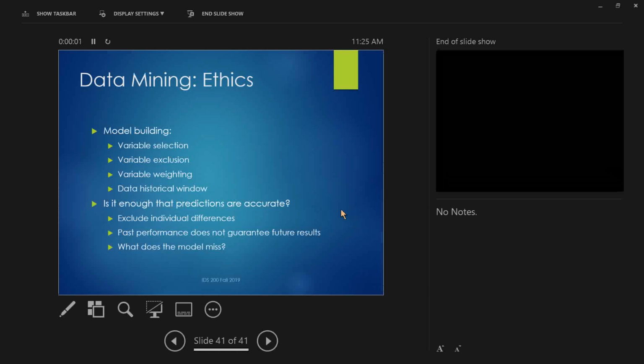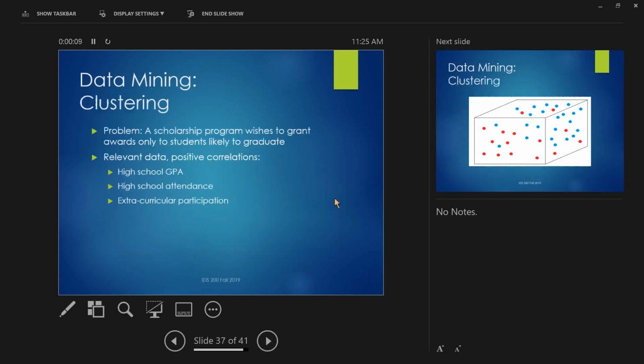number one, these kinds of models inherently exclude individual differences, right? Somebody might have some factors that override it. So let's consider cluster analysis for a second. You want to give the scholarship to somebody who's responsible and is likely to graduate. What are some reasons why a person might have a relatively low GPA, but still be responsible and have their act together?